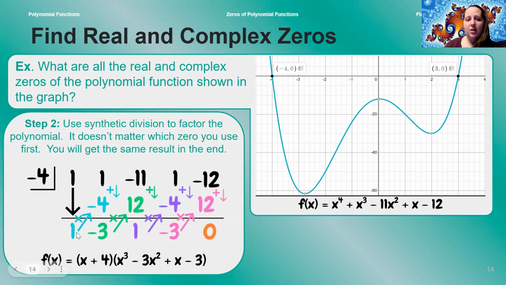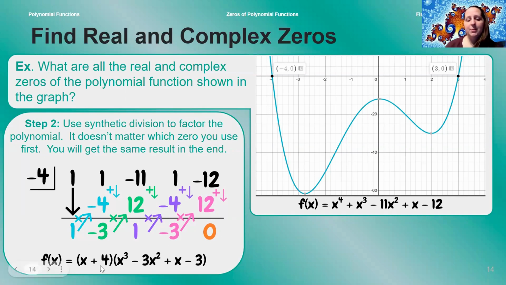So I bring 1 down. 1 times negative 4 is negative 4. 1 plus negative 4 is negative 3. Negative 4 times negative 3 gives me a positive 12. Negative 11 plus 12 gives me a positive 1. Negative 4 times 1 gives me a negative 4. 1 plus negative 4 gives me negative 3. Negative 4 times negative 3 gives me a positive 12. Negative 12 plus 12 is 0.